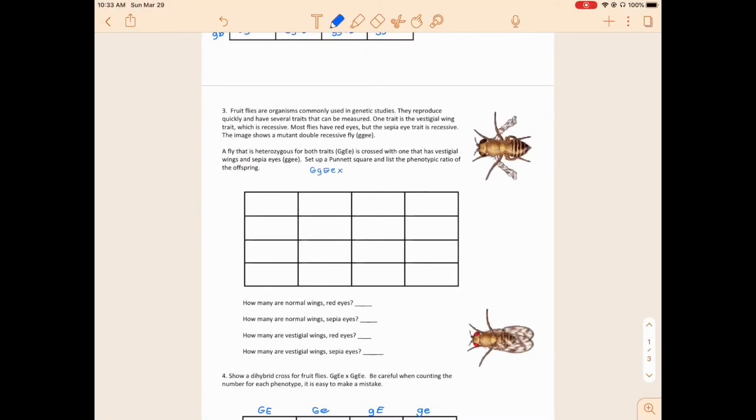In this dihybrid cross, we are predicting the phenotypic ratio when crossing two fruit flies, one with red eyes and normal wings, big G, big E, little e, and one with sepia eyes and vestigial wings, little g, little e, little e. The traits are divided up evenly with 4 normal wings, red eyes, 4 normal wings, sepia eyes, 4 vestigial wings, red eyes, and 4 vestigial wings, sepia eyes. This means that each offspring has a 25% chance of getting each combination.